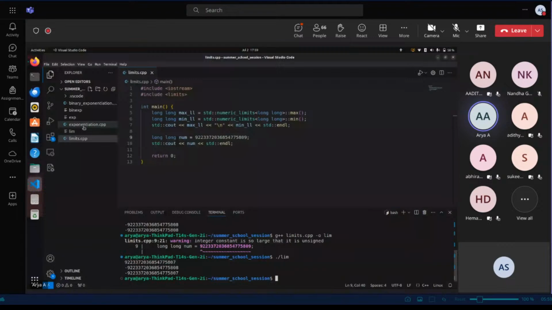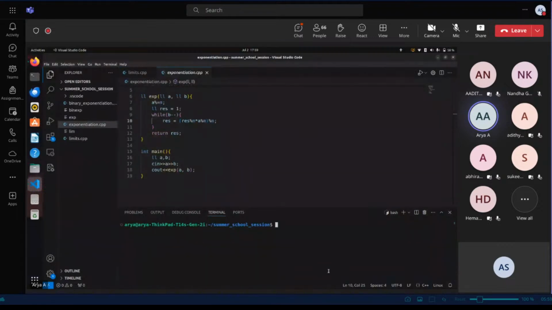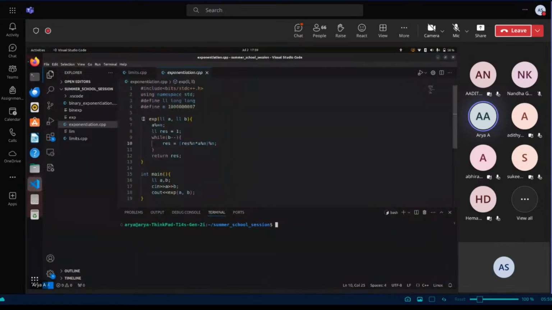So I'll show this. This is the same thing. Basically the LL is nothing but I've done hash define LL as long, so it's just a notation for long. Let me run this particular code. If you can see, if I just do 2 and 5, it just gives 32. For small numbers it works well. That's fine, 2 power 5 is indeed 32.